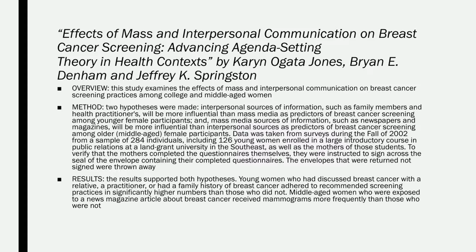The results supported both hypotheses. Young women who had discussed breast cancer with a relative, a practitioner, or had family history of breast cancer adhered to recommended screening practices in significantly higher numbers than those who did not. Middle-aged women who were exposed to a news magazine article about breast cancer received mammograms more frequently than those who were not.